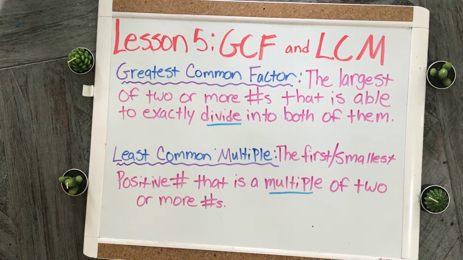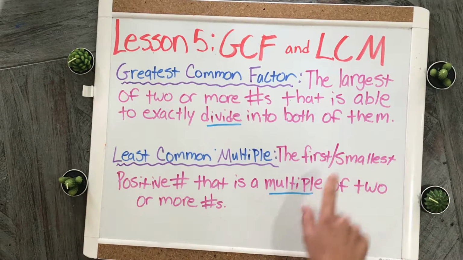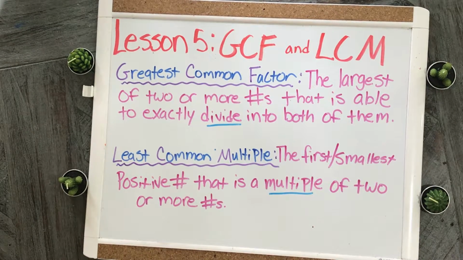For greatest common factor: the largest of two or more numbers that is able to exactly divide into both of them. And for least common multiple: the first or smallest positive number that is a multiple of two or more numbers. I like to use the word first. If you're looking for this definition, you will more than likely run into the word smallest.